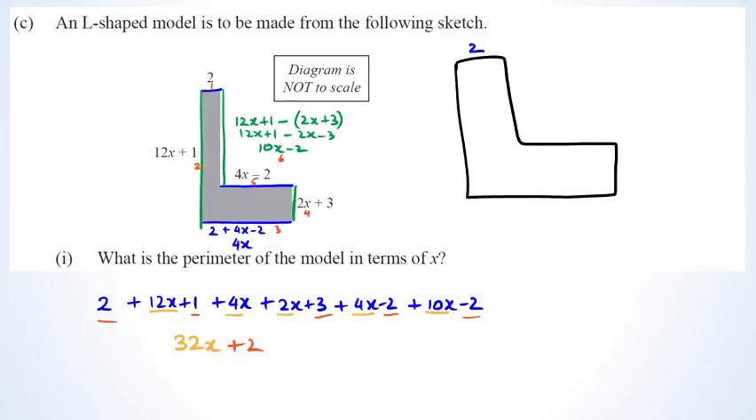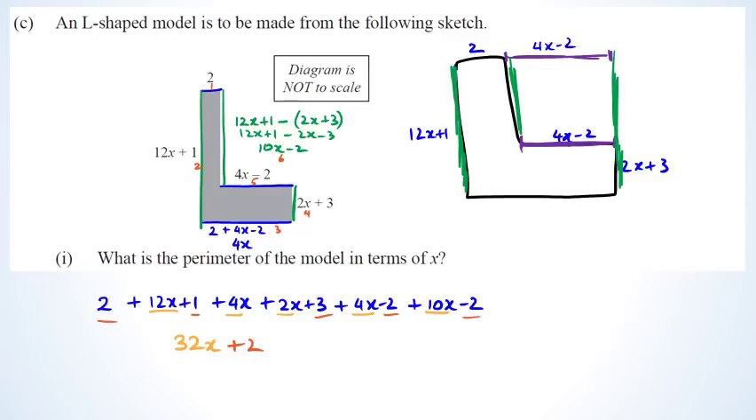So we've got 2 here, we've got 12x plus 1, we've got 4x minus 2, and then we've got 2x plus 3. So here's the thing, when you are working with L shapes, I'm going to try and do this in a different way, but just have a look at this. This purple distance is going to be the same as from there to there, so that's going to be 4x minus 2. And then you've got the green part here, which is 12x plus 1. We know that this green part and this green part actually add up to 12x plus 1.